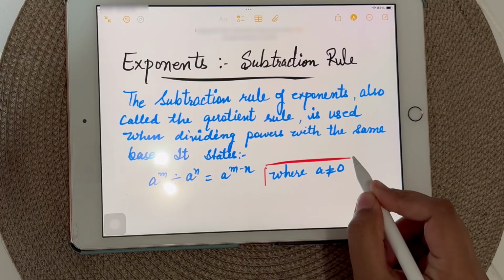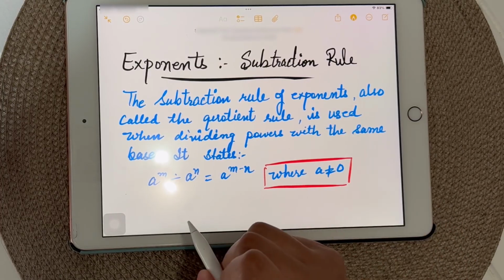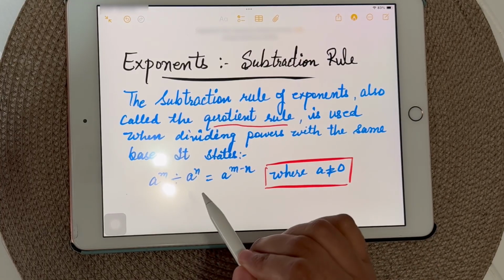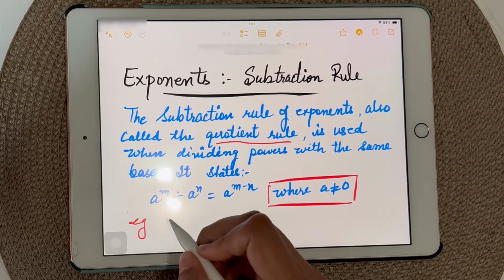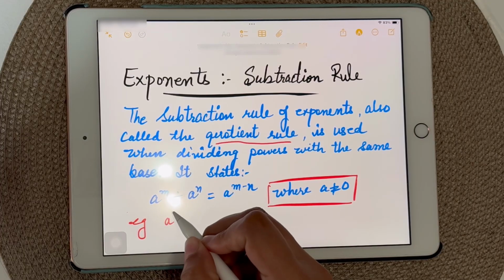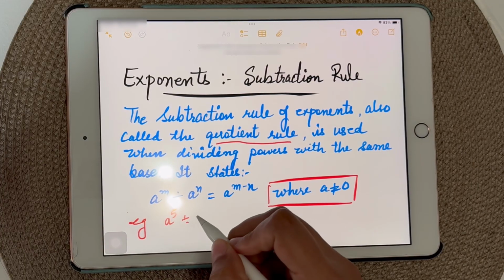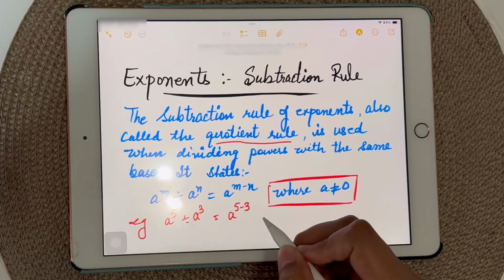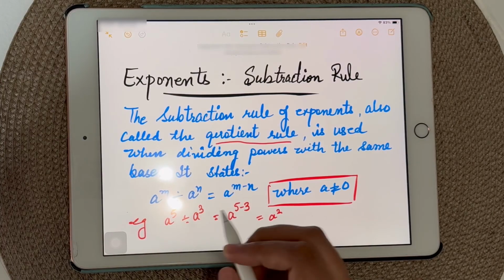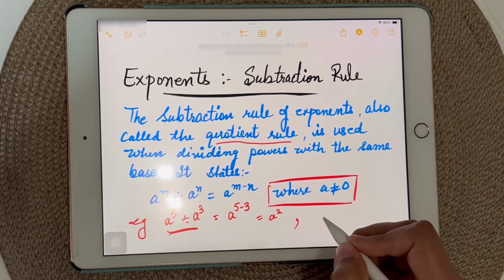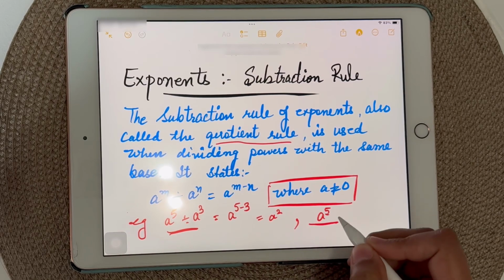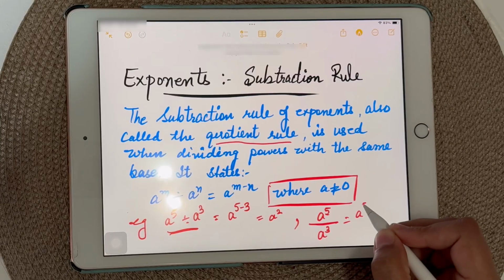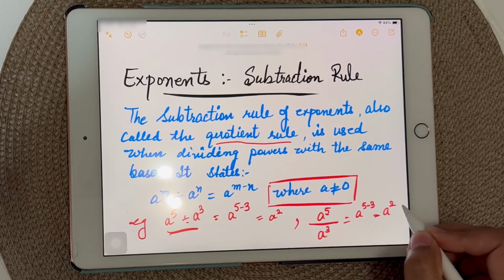So this is the required condition for this subtraction rule, which is also called the quotient rule in exponents. Example: let's suppose a raised to power 5 divided by a raised to power 3. Then what we get? a raised to power 5 minus 3, that equals a raised to power 2. We can write it as a raised to power 5 upon a raised to power 3. Thus we also get the same answer, or we can write it in a different way.